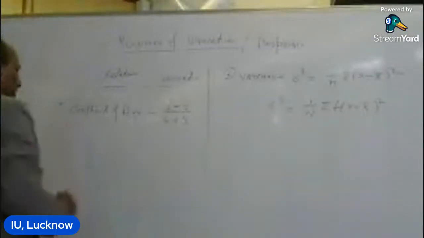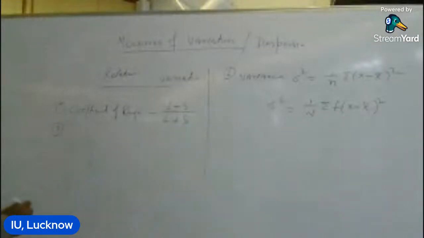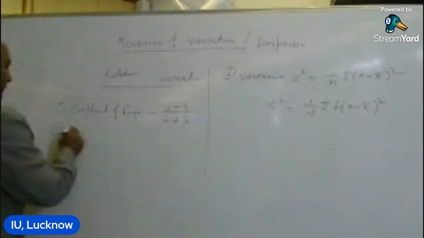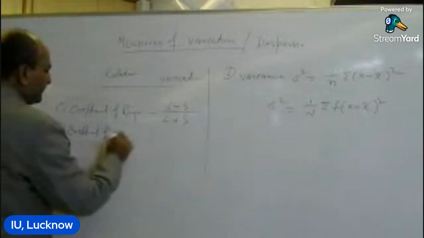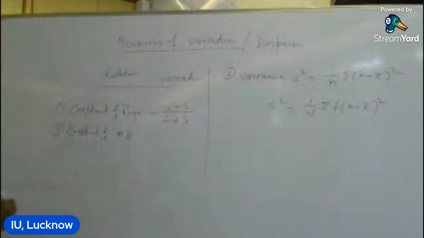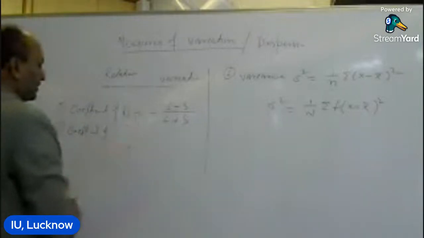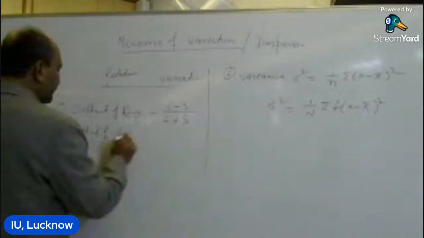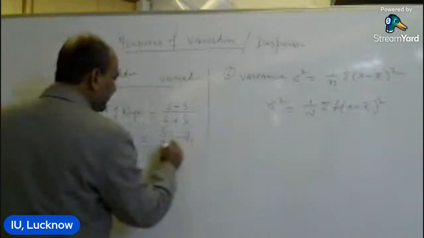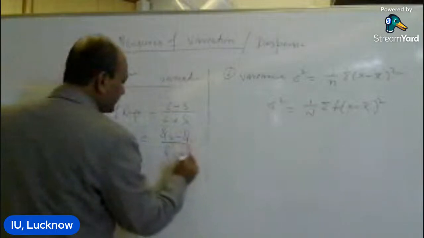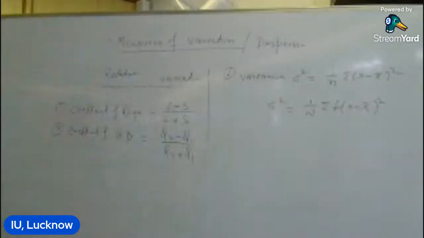Similarly, the coefficient of quartile deviation, QD. This is Q3 minus Q1 divided by Q3 plus Q1, where Q3 is the third quartile and Q1 is the first quartile, which you already know. We have already discussed this in the previous class.